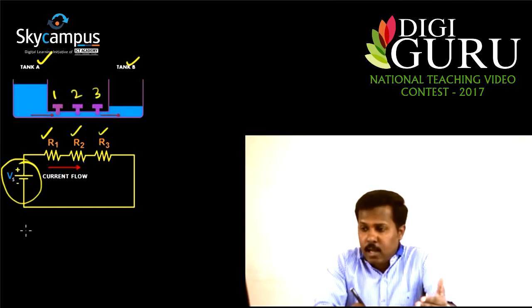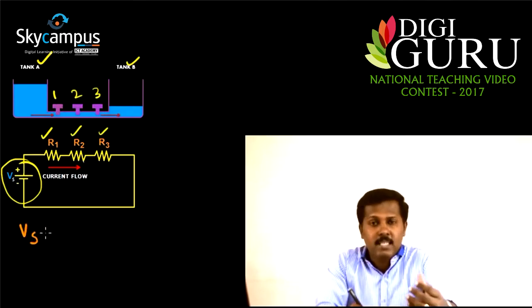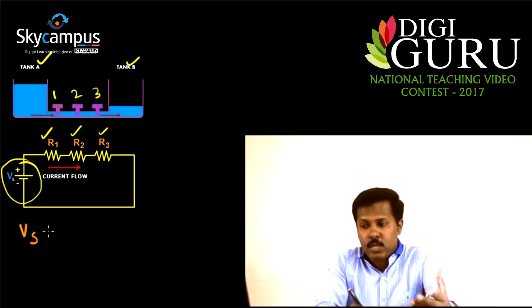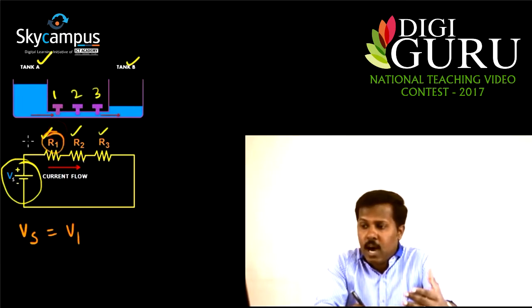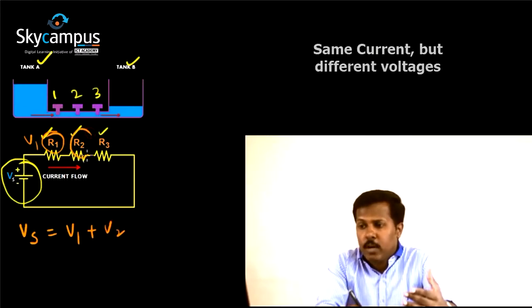How can we analyze that? So we can see that the total voltage Vs, subscript S is denoting series connection. So Vs is equal to V1, which is nothing but the voltage drop across the resistor R1, plus V2, which is nothing but the voltage drop across the resistor R2, plus V3.